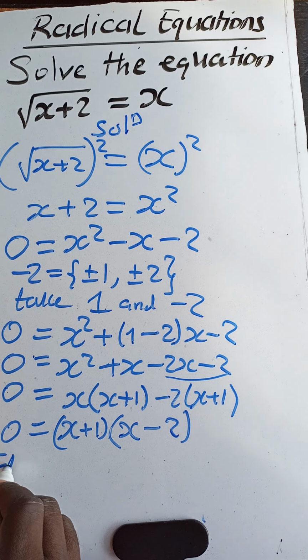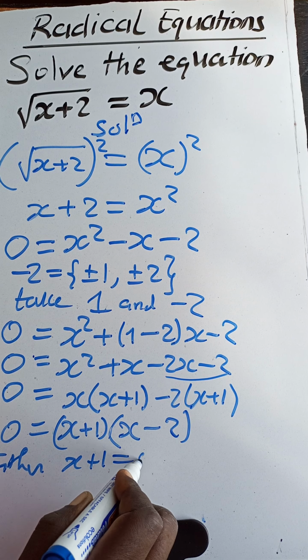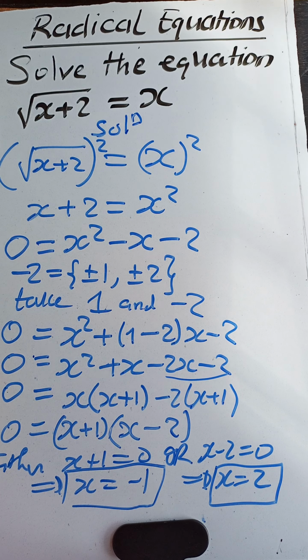So either x plus 1 is 0, in which case x is equal to negative 1, or x minus 2 is 0, which implies x is equal to 2. So our solutions are x equals negative 1 and x equals 2.